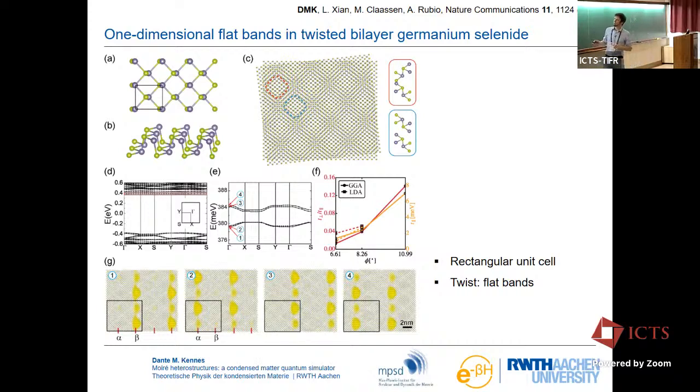If you look at the Brillouin zone, this is the mini Brillouin zone. If you go from gamma to X, this direction, you see that it's flat, but it's dispersing a little. Now, if you go along the direction X to S, this direction here, this is completely flat, entirely flat. Then from S to Y, this direction, a little bit of dispersion, Y to gamma, flat again. What that means is electrons can disperse along this direction. They cannot disperse along this direction. And that's one-dimensionality. This is quantified here in this panel F.